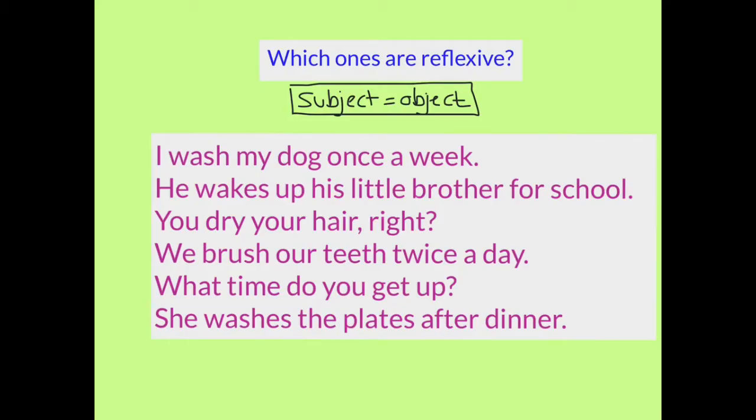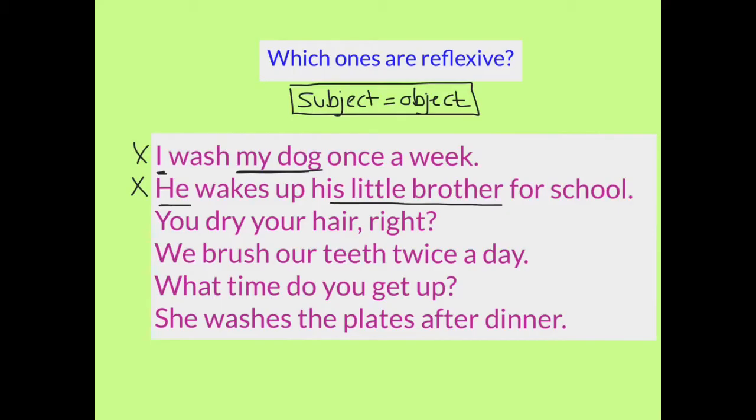Alrighty, let's take a look. I wash my dog once a week. This one, not reflexive. Why? Who's doing the washing? I. What's being washed? My dog. Are those the same people? Nope, so it's not reflexive. He wakes up his little brother for school. Not reflexive. Why? Who's doing the waking? He. What's being woken? His little brother. Are those the same people? No, so therefore the subject is not the object, and therefore not reflexive.